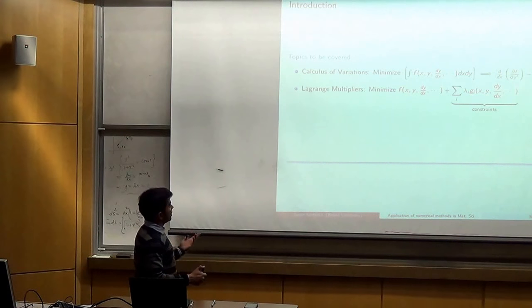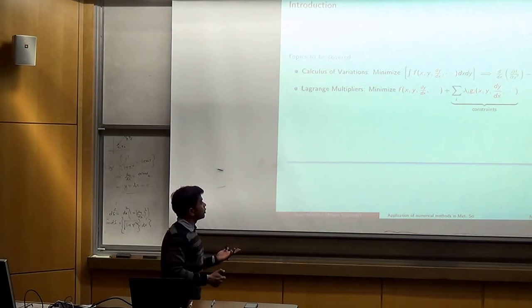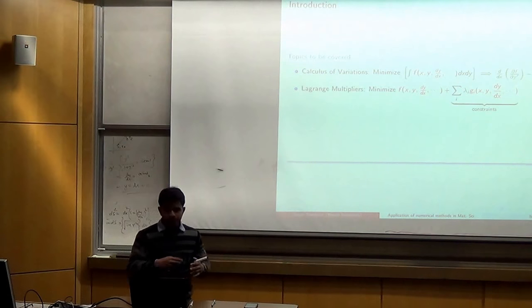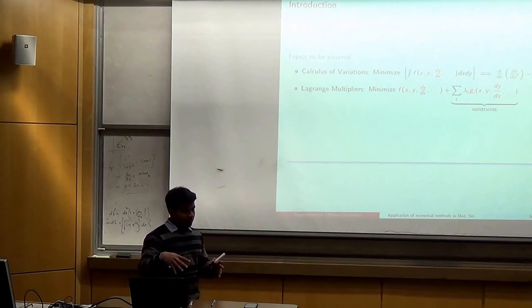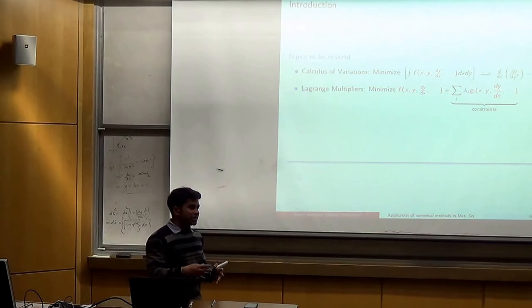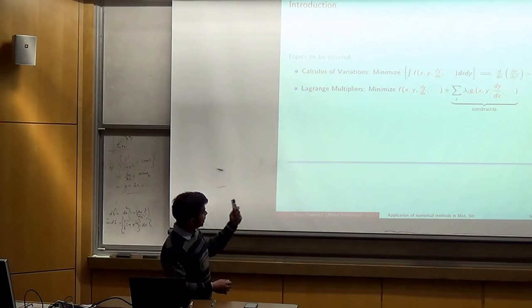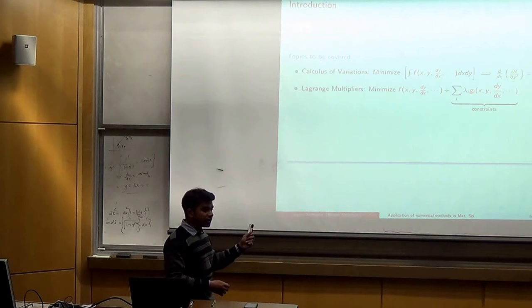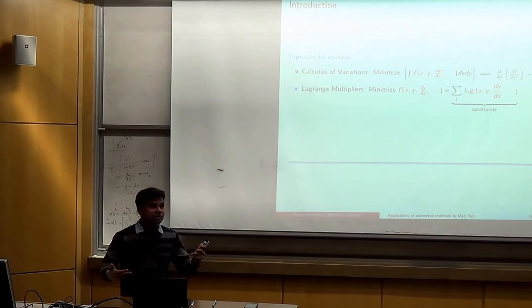So what the Lagrange multiplier does, again, it's a minimization problem, but we have a function f, and instead of finding the global minima of the function, we ask what's the minimum of that function provided certain other conditions are satisfied.